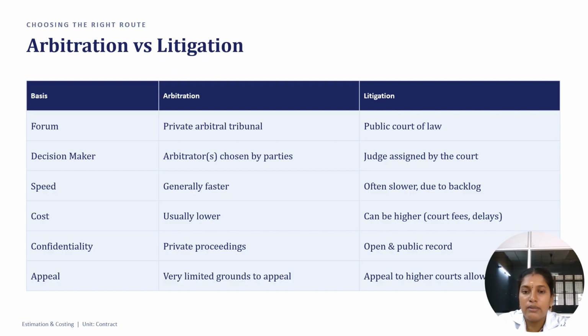Arbitration may be a private proceeding; litigation is an open and public record. As for confidentiality, only the private authority takes charge, so it is a private proceeding and everything is confidential. But when the court assigns a judge, it automatically becomes an open and public record, right? And for appeal, there are very limited grounds in arbitration; it is mainly mutual between both parties. But if a party is not satisfied and wants to appeal, we can apply to the higher court, right? So these are the main differences between arbitration and litigation.